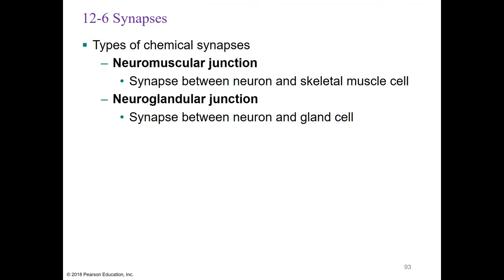Types of chemical synapses, for example, the neuromuscular junction, that was our chapter 10 talk, which is a synapse between the neuron and a skeletal muscle cell. A neuroglandular junction, which is a synapse between the neuron and a gland cell.